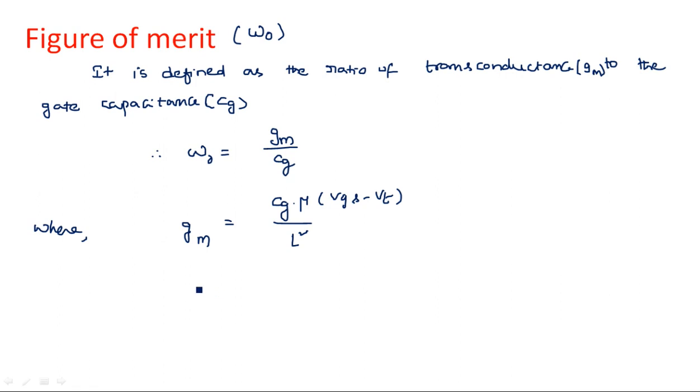What we need is Gm by Cg. Therefore, omega naught is equal to Gm by Cg, which is equal to, as Cg gets cancelled, mu into (Vgs minus Vt) divided by L square. Cg gets cancelled, so we have only the figure of merit omega naught equal to mu into (Vgs minus Vt) by L square.